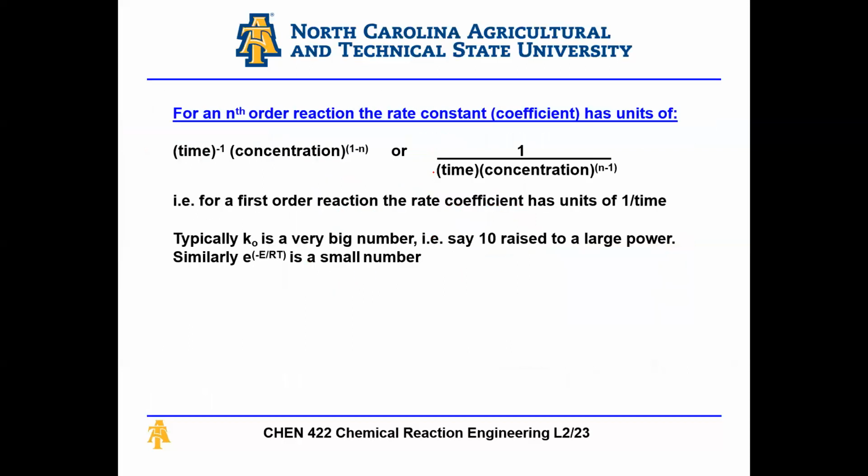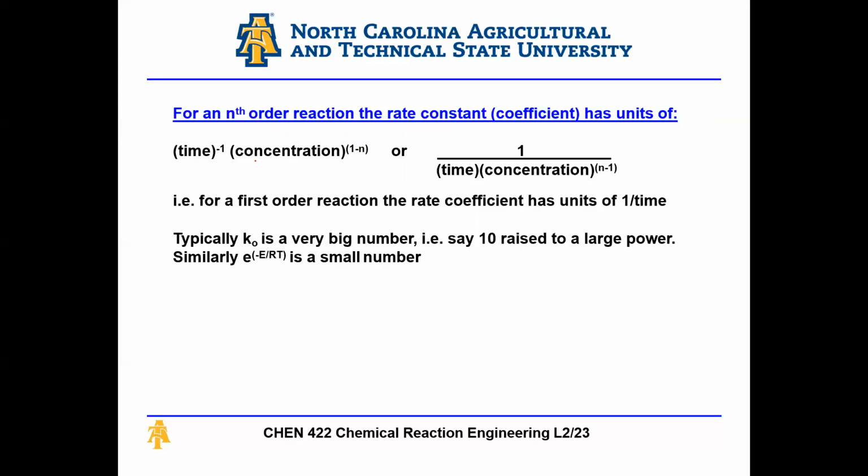Okay, moving on to defining other terms. For an nth order reaction, the rate constant has the following units. So this is your general guideline to determining the units of any reaction. If I have a first order reaction, the rate constant has units of 1 over time, because it's time to the minus 1 multiplied by concentration to the 1 minus n, where n is the reaction order. So if it's first order, this goes to 0, 1 over second, for example.